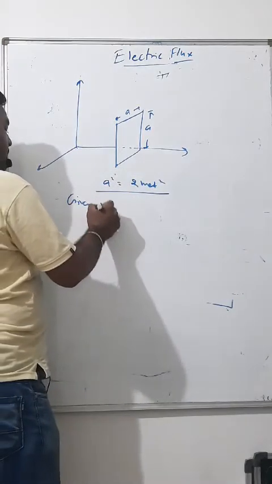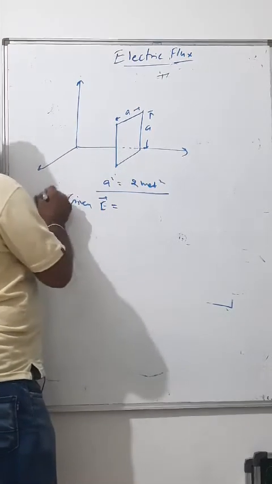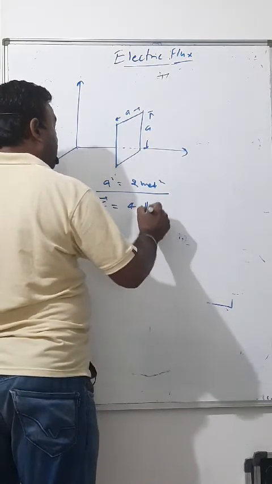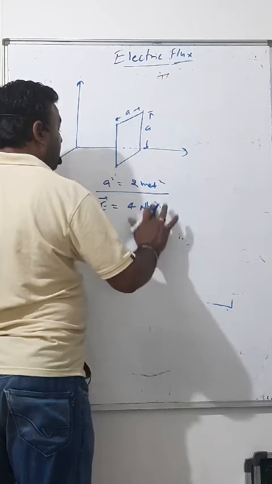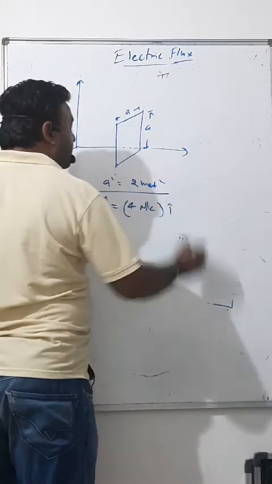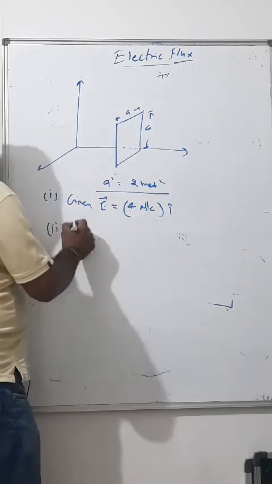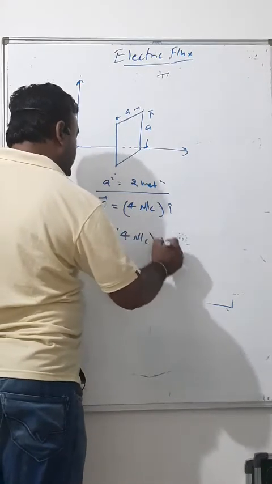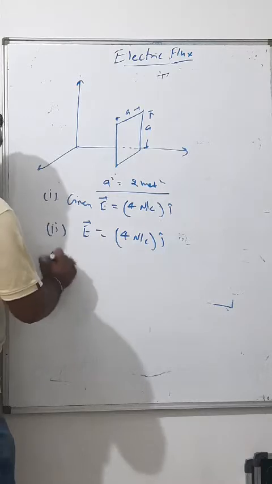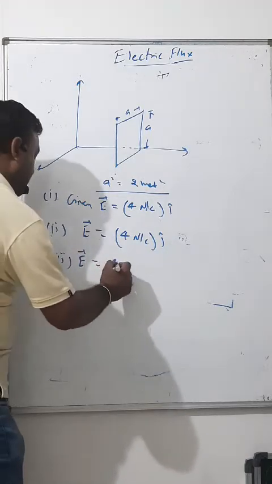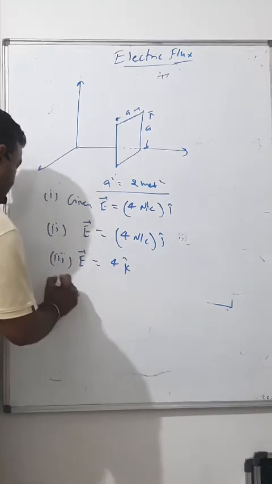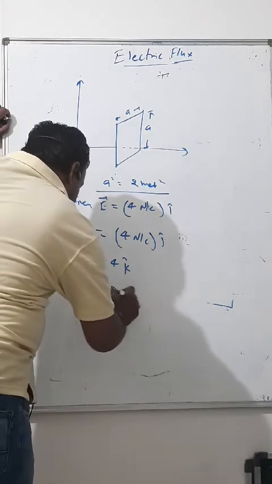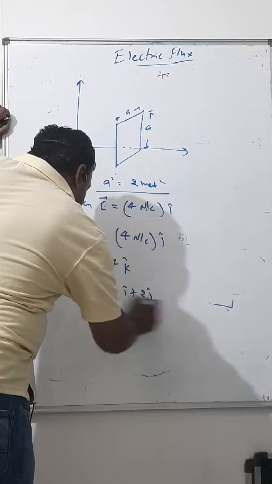Given E is equal to, in the first case, say 4 Newton per Coulomb i cap along the x-axis. In the second case, E is equal to 4 Newton per Coulomb j cap. In the third situation, I take E equal to 4 k cap. In the fourth situation, I take E equal to 2 i cap plus 2 j cap.